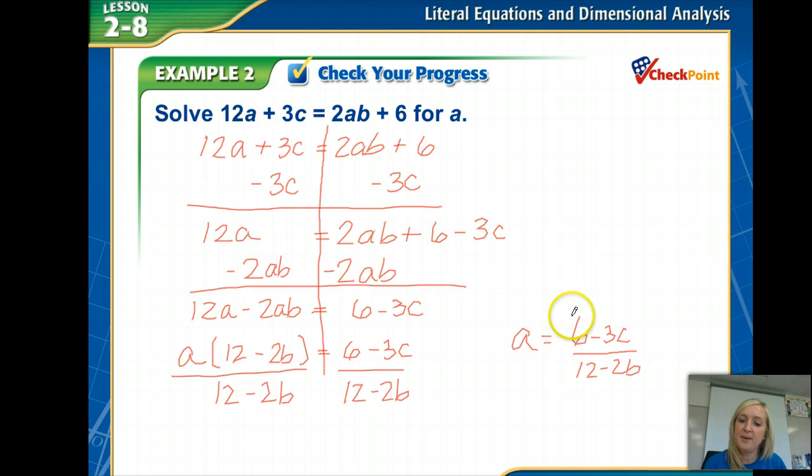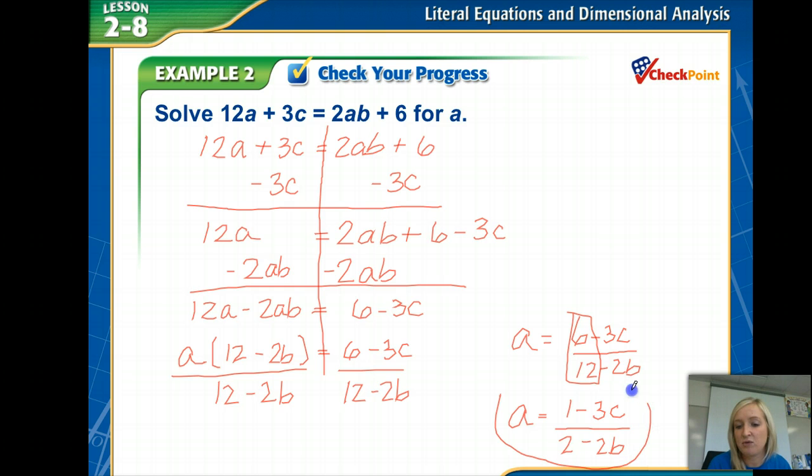And there's one last step here. 6 divided by 12 simplifies to 1/2. So you could have 1 minus 3c divided by 2 minus 2b. Again, this 6 over 12 simplifies to 1/2. So this is actually the correct answer that I would want to see on your paper. If you made it this far and didn't quite simplify, you're on the right track, and we'll get through all those questions tomorrow in class and make sure that you get the right answers.